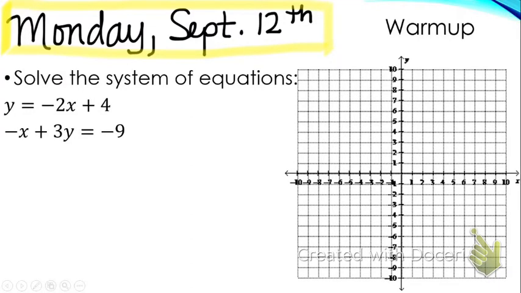Okay, so does everybody see this question in their bell work packet? This first one is already ready to graph, so you can go ahead and graph this out. So this first one is already set. The slope is -2 over 1. The y-intercept is 4. Go ahead and graph that.